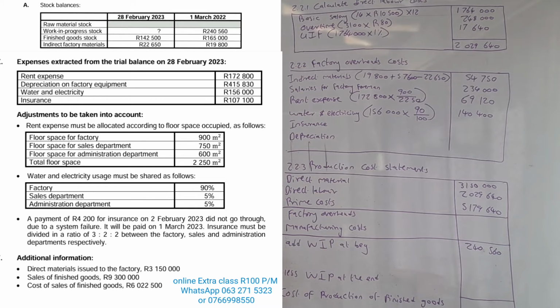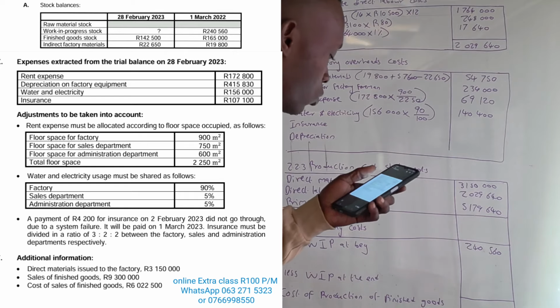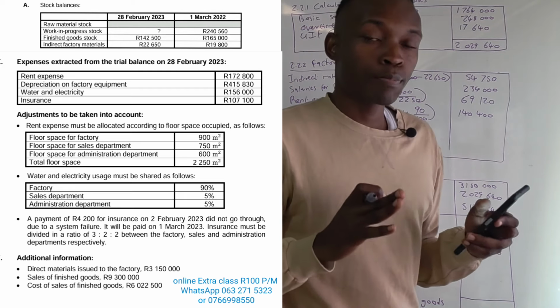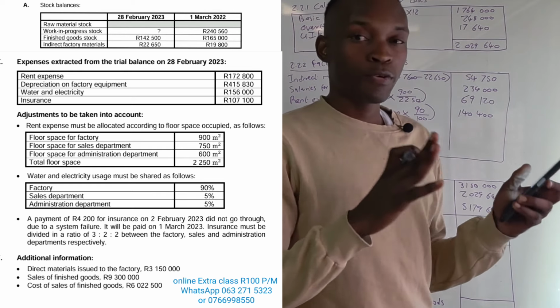Then insurance. Insurance, they say that a payment of 4,200 for insurance for 2 February did not go through, and due to system failure, it will be paid in March. There is an accrued expense which must be added first before you allocate.